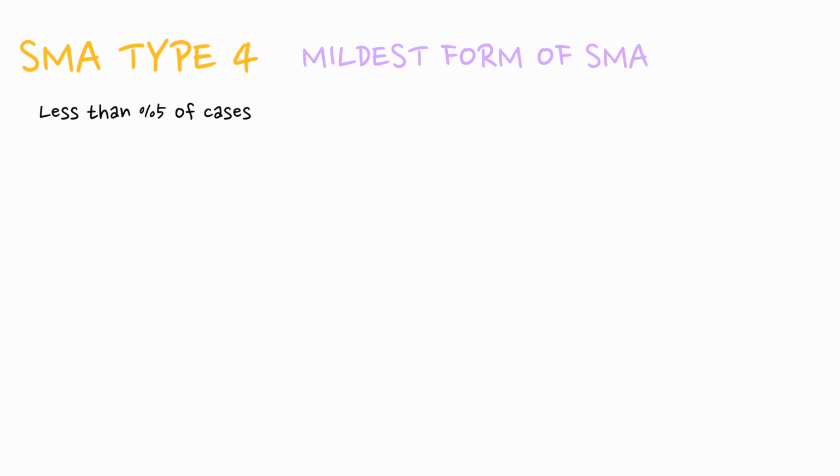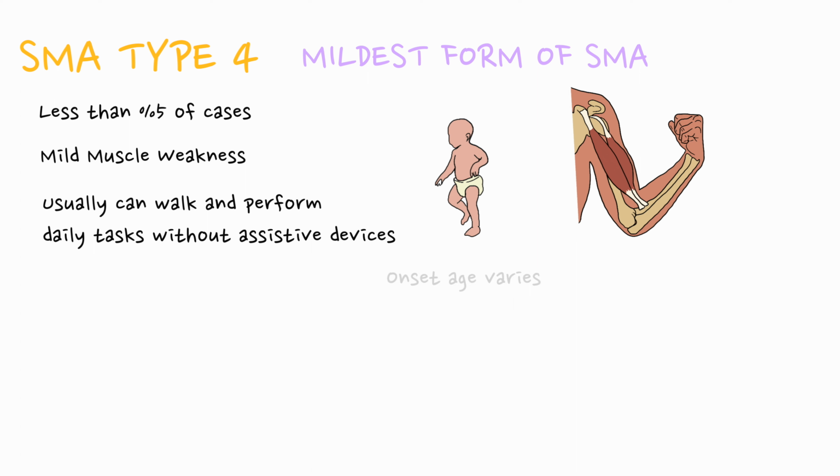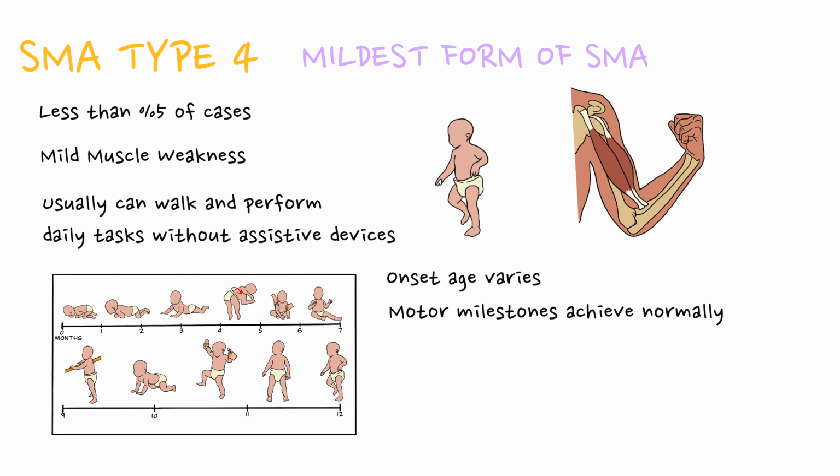SMA type 4 is the mildest form of SMA, with symptoms appearing in adulthood. It accounts for less than 5% of cases. People with SMA type 4 experience mild muscle weakness, but can usually walk and perform daily tasks without assistive devices. Onset age varies, and motor milestones are achieved normally.